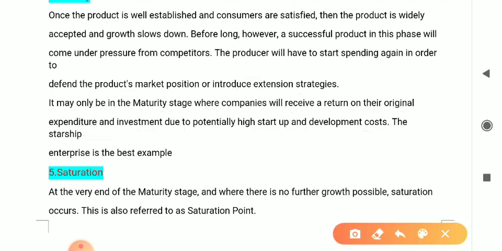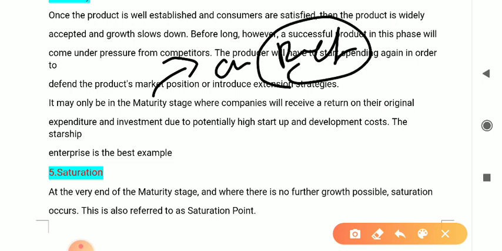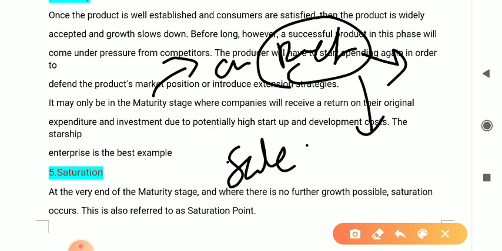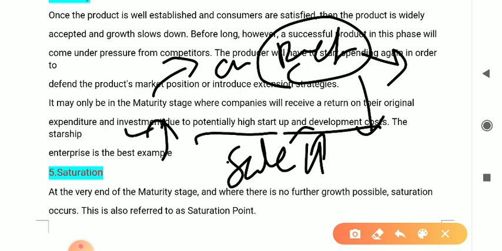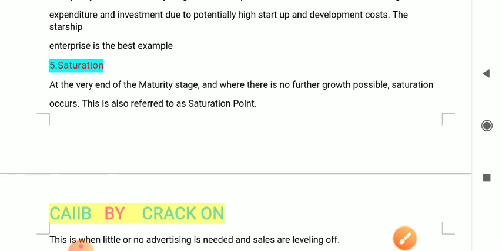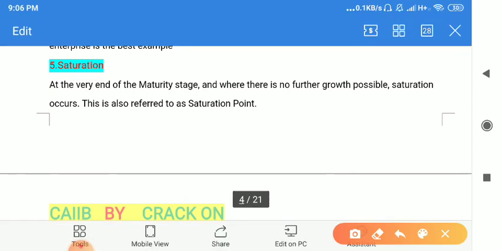It may only be the maturity stage where companies will receive a return on their original expenditure. So in the maturity stage, the companies will get back the capital they have invested. If your sale is high, then you will get the return, right, due to the potentially high startup and development costs. So next one will be saturation.